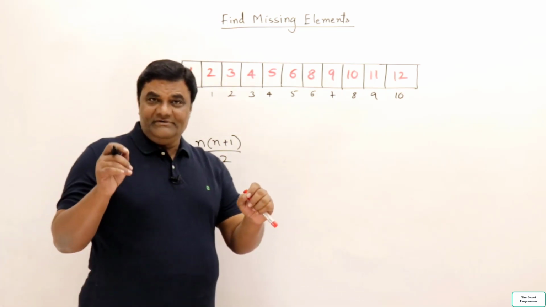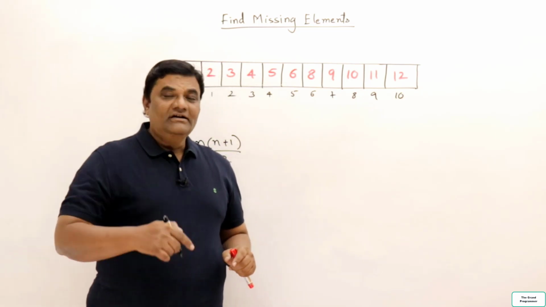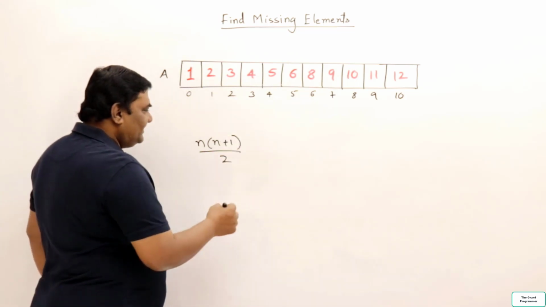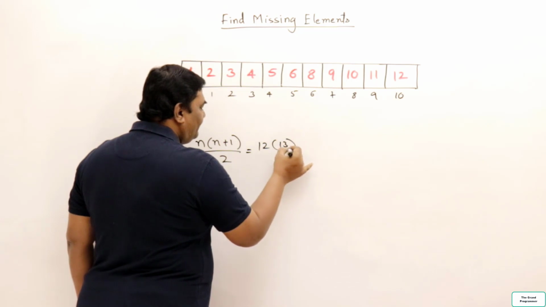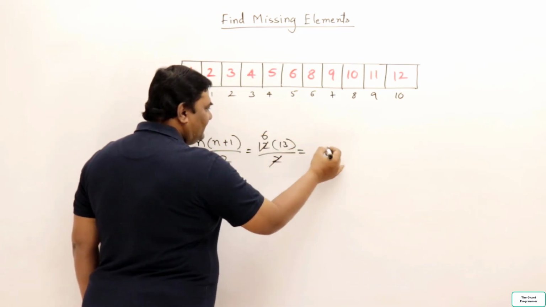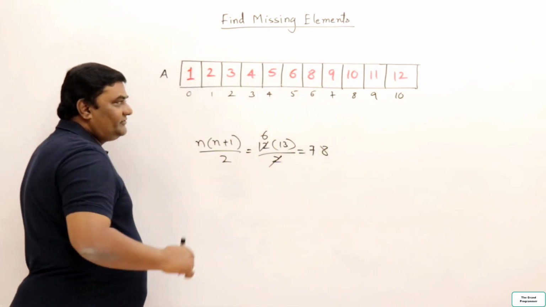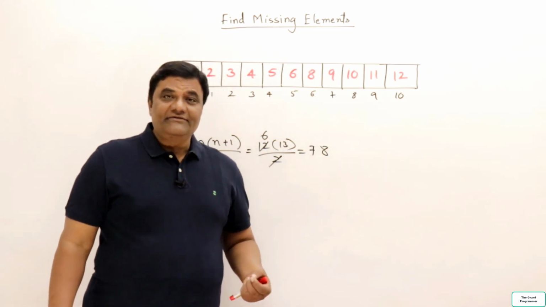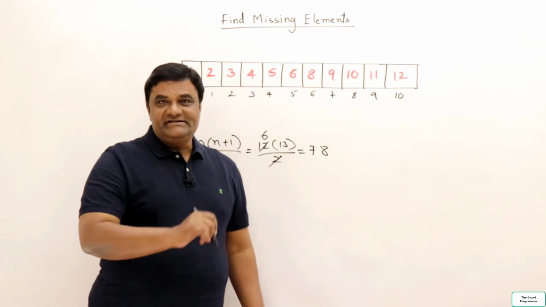If I know the first number is 1 and the last number is 12, and I want to know which number is missing, then I can use this formula. So for example, for 12, 12 into 13 by 2 is 6 times 13, that is 78. So the total should be 78. If the total is not 78, if it is less, how much less it is, that is the missing element.